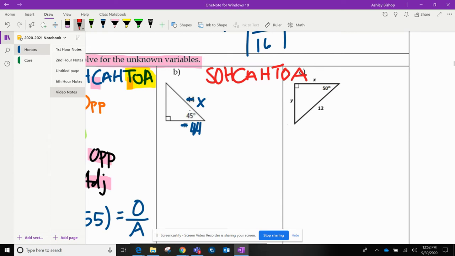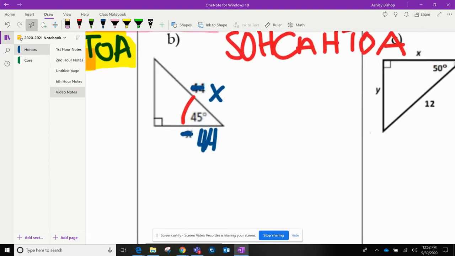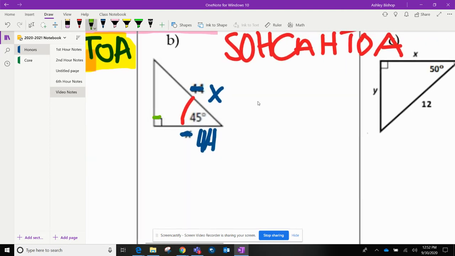And the very first thing I want to do is label my three sides now. So I have my reference angle of 45. This is the angle I'm going to be using. It's the angle I was given. You will be given your right angle, but we only use the right angle to find the hypotenuse. So here's my reference angle. Then I'm going to go find my hypotenuse. My hypotenuse is across from my right angle. So here's that right angle. Across from there is my hypotenuse.